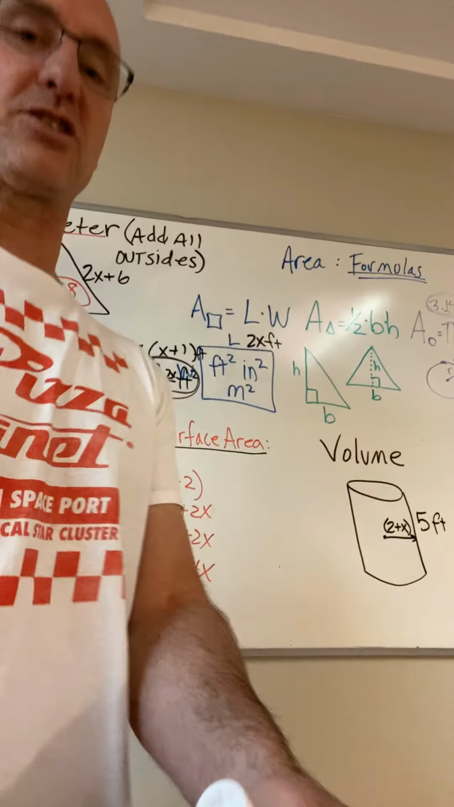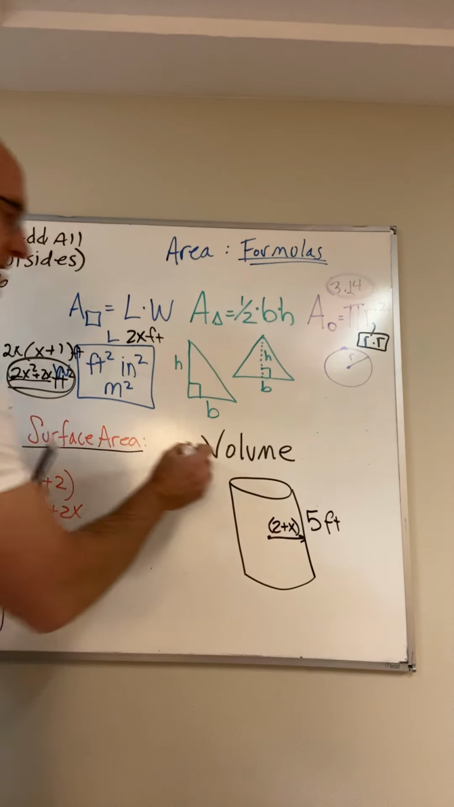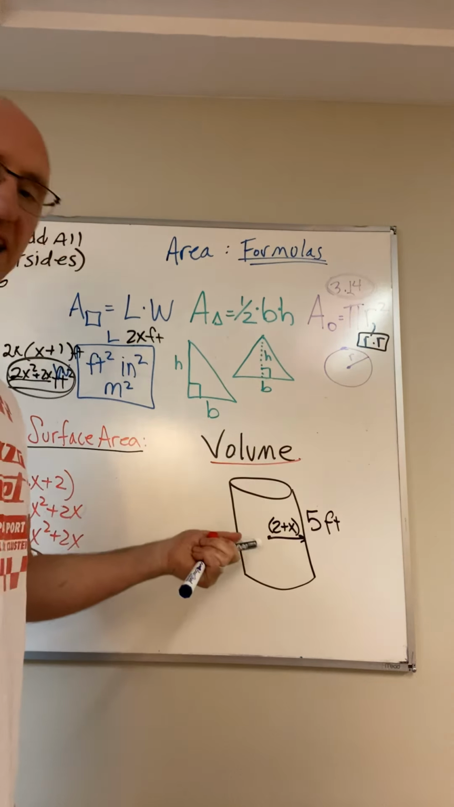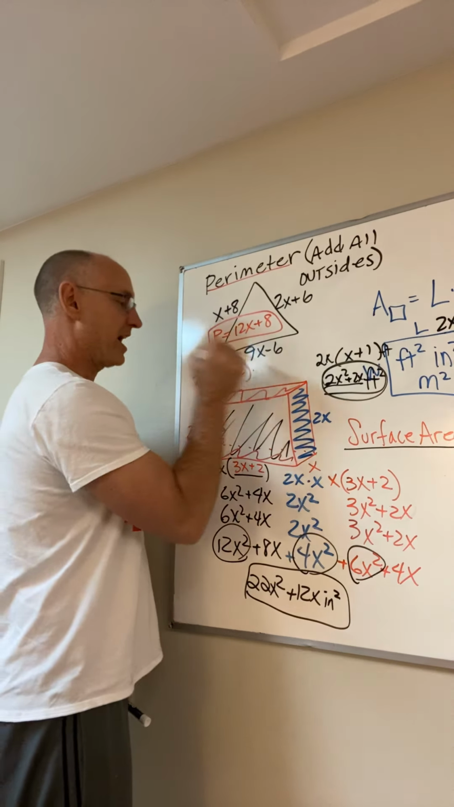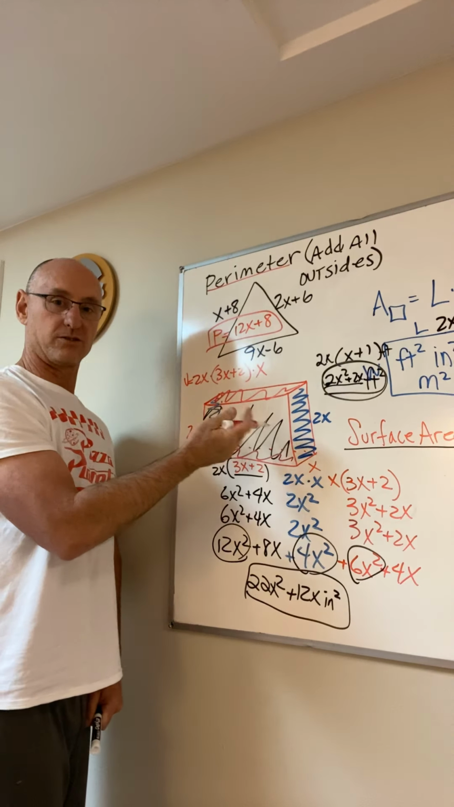Okay, I got one more. I know this is a long lecture. Now we got to talk volume. This is how much space there is, like how much soda is in the can. The way volume works is it's length times width times height. For this shape, we would take 2x times 3x plus 2, in parentheses, times that other x. That would be the volume of this.